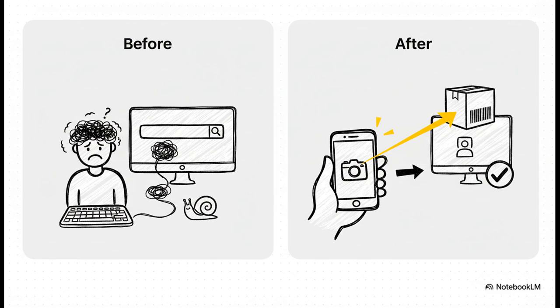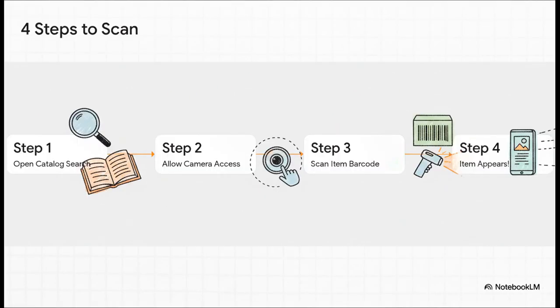The change? It's so beautifully simple. You just point your device's camera at a barcode. It is so fast, it's incredibly accurate, and it pretty much eliminates all those frustrating manual mistakes. And just look how easy this is. You open your catalog search, you give your browser a one-time permission to use the camera, you scan the item's barcode, and boom! Just like that, the correct item instantly shows up in your results. It is truly that simple. 4 quick steps to a much, much faster way of working.